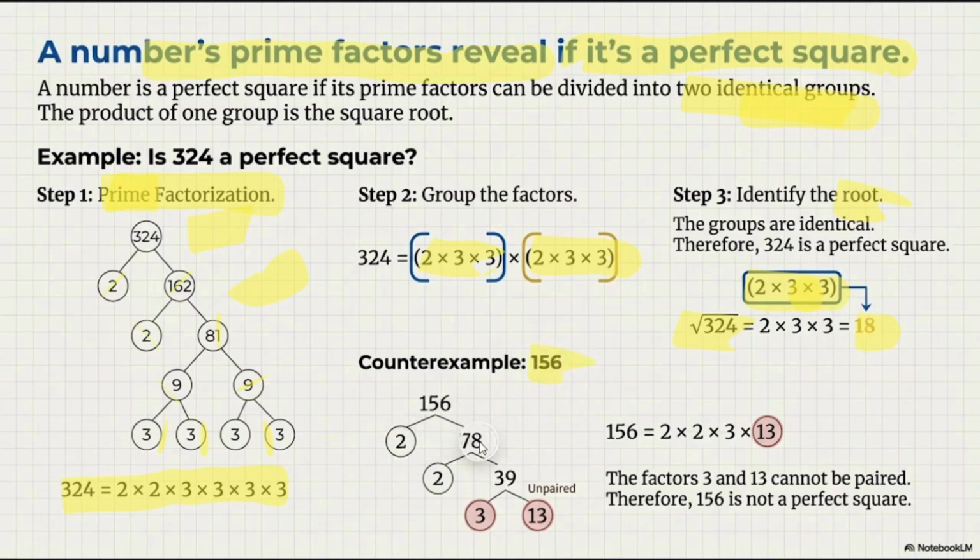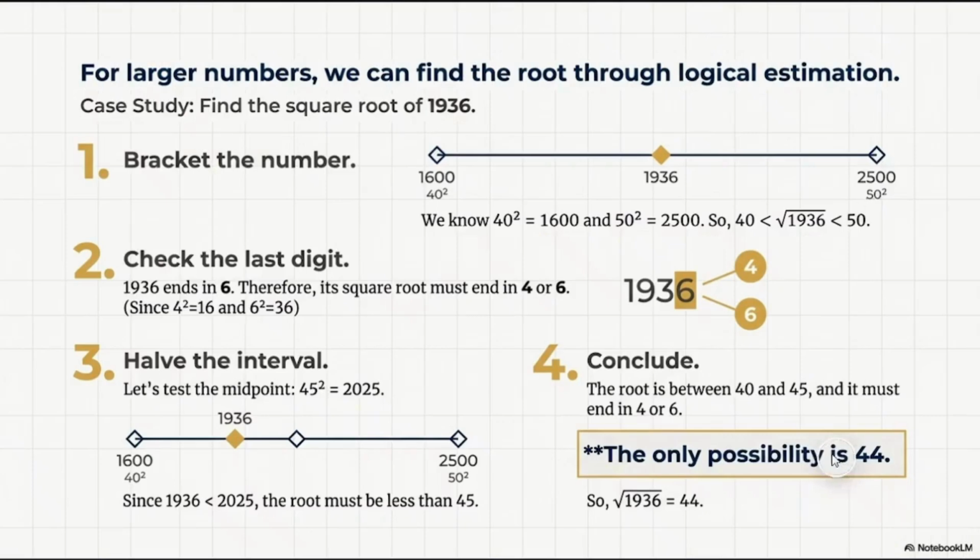Now let's take one more example, 156. If I divide it by 2, I'll get 78. Again by 2, I'll get 39. And 39 by 3, I'll get 13. Now here you can see the 2 is paired, but this 3 and 13 are unpaired. So as it is unpaired, 156 is not a perfect square. Right? Okay.